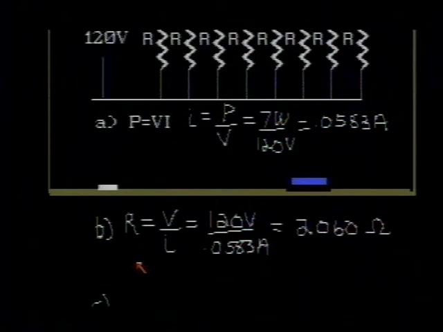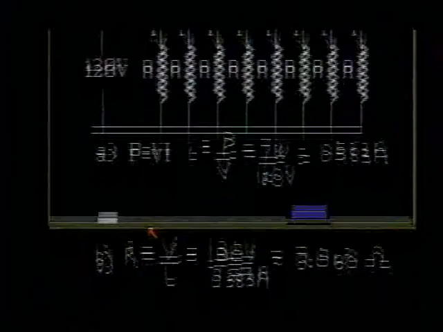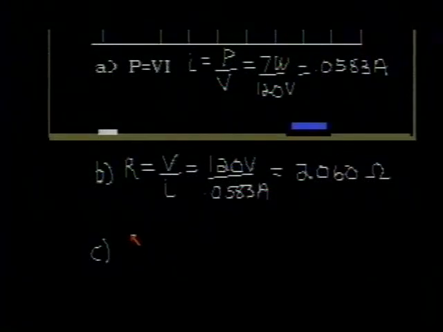In part C, we're asked to find the total current drawn from the source. Let's go back and look at our diagram. This total current, which I've labeled large I, is split up into the smaller currents, each of which passes through the individual bulbs. To find the total current, all we have to do is add up the individual currents through each bulb. There's 8 of them, so it's a simple matter then to find our total current.